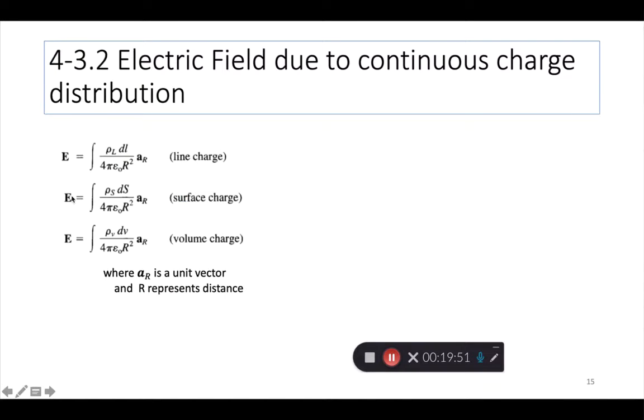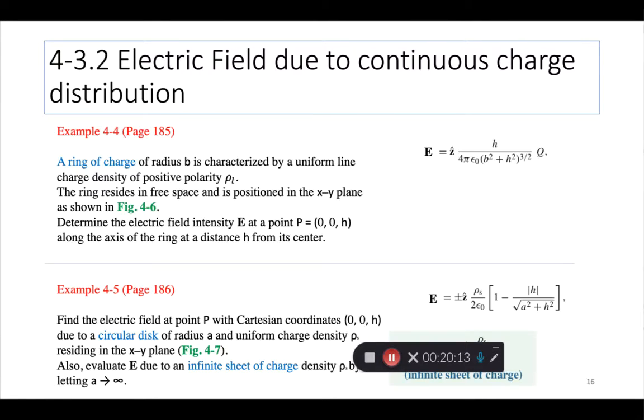All right. So here's another simpler formula from a different textbook where clearly you can see the formulas don't seem so scary. They are still integrations, but here you integrate dl, here you integrate ds, here you integrate over dv, everything else is a constant, and ar is a unit vector and r represents distance. Okay, all right. So here's an example 4-4 and 4-5.